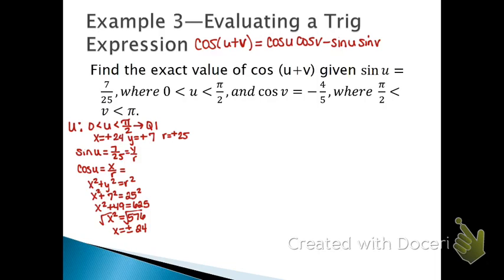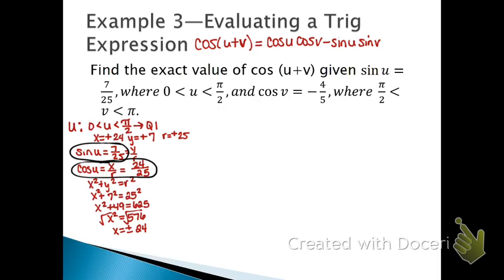Now you told me cosine is x over r. So what is x? 24. Over what is r? 25. All right, so I know sine and cosine of u. So I'm going to come in here and circle those. So I know sine of u, and here's my cosine of u. I'm going to need them in a minute to plug into that formula.